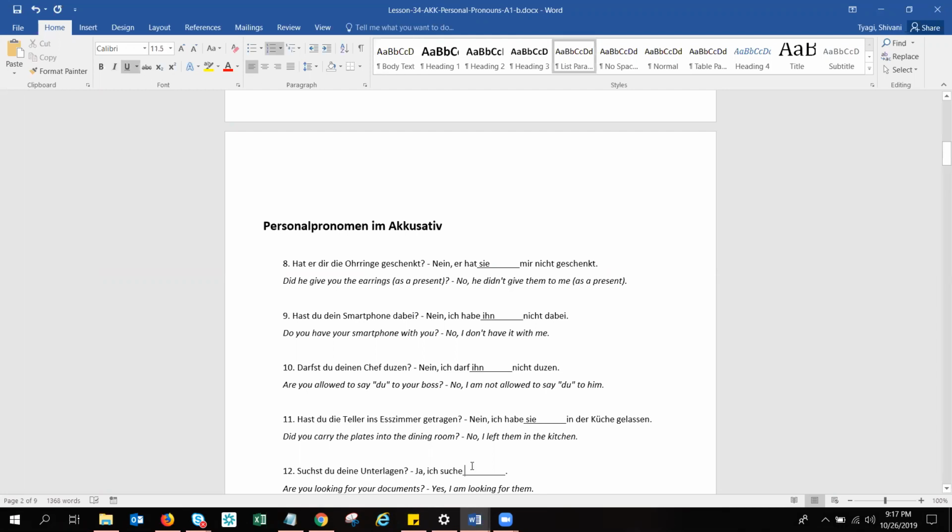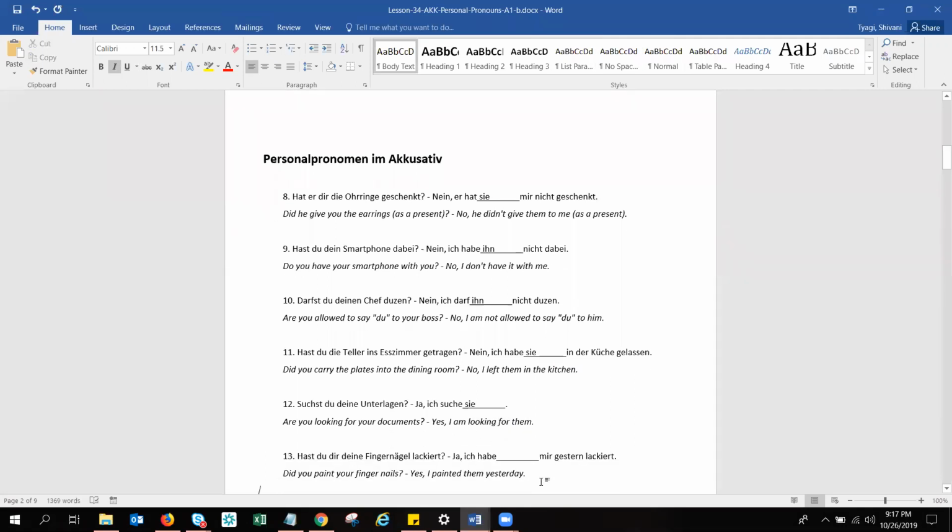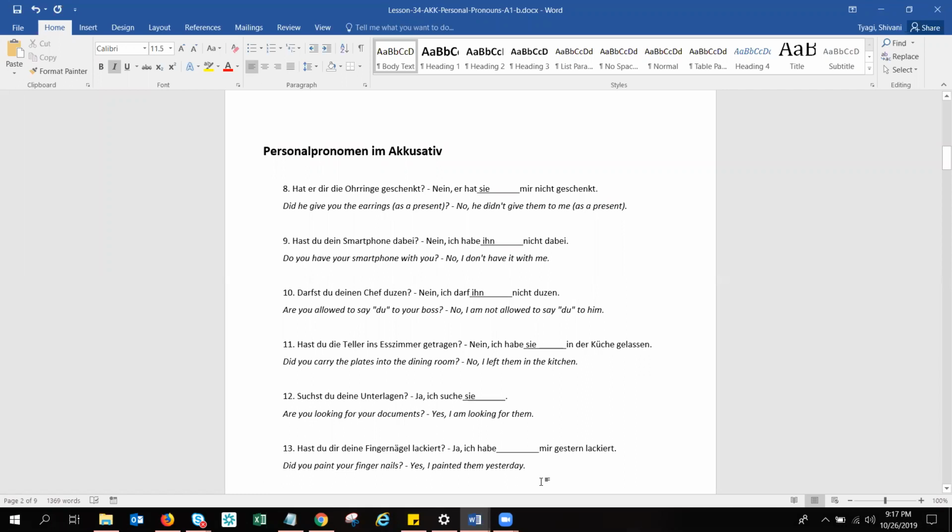Are you looking for the documents? Ja, ich suche sie. Should we add "für"? It's for the sentence actually. I'm looking for them. Looking for is the verb here. If I write "I'm searching them", suchen is like looking for or search. Instead of looking for, I use search, then it will be "I'm searching them". So looking for here is the verb, so we will not use für. Clear?